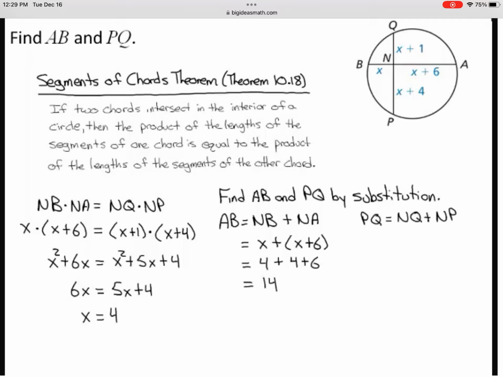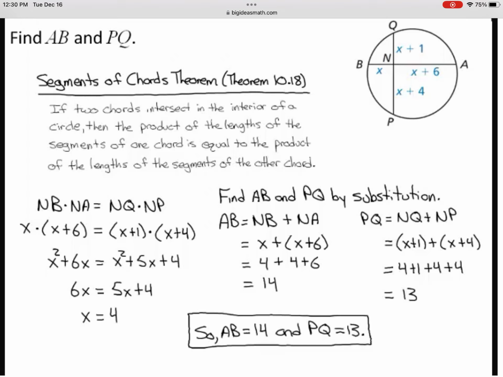Next, notice that PQ equals NQ plus NP. So PQ equals the quantity x plus 1 plus the quantity x plus 4. Substituting 4 for x gives PQ equals 4 plus 1 plus 4 plus 4, or PQ equals 13. So AB equals 14 and PQ equals 13.